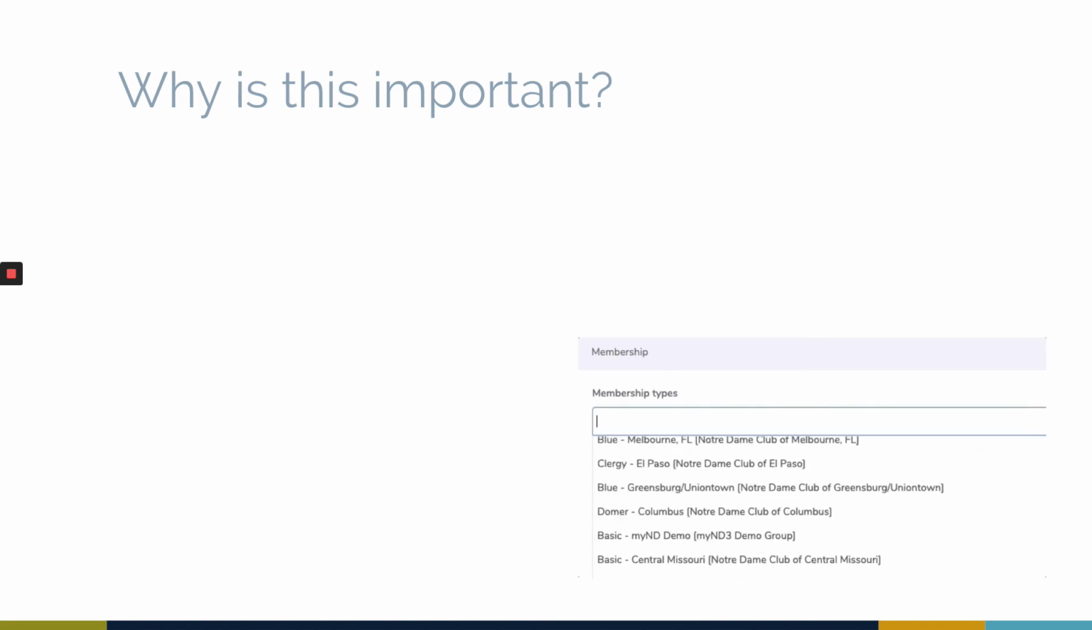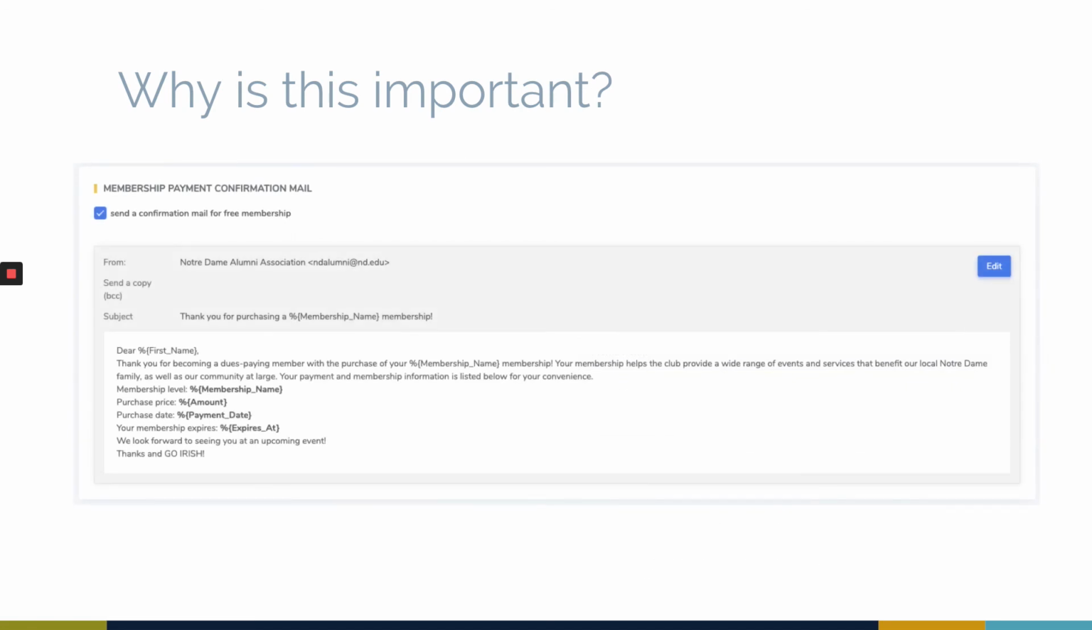And then finally, in the confirmation email, we are using the membership name to indicate to your constituent which club they've purchased the membership in. This is a network level confirmation email, so it's important that the club name is in the membership name so that the tokens populate properly and that the individual knows what they've purchased and where they've purchased their membership from.